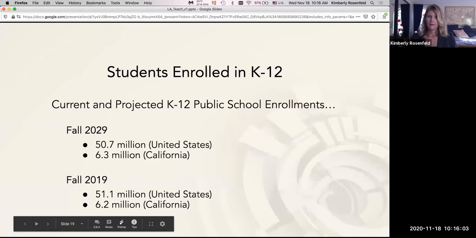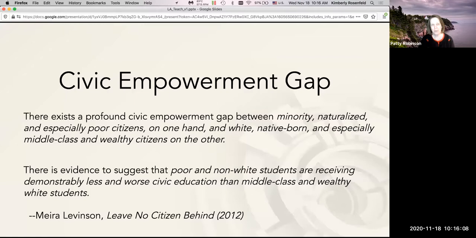Oh, sorry. So I want to build on what Kimberly was just saying with participatory democracy. Again, if we're going to have a democracy, if we're going to have civic literacy, if we're going to have all of the kinds of things we're trying to promote today, that kind of action, that kind of behavior has to start early. And one of the things that I think is extremely important for you as educators who are now being trained, and many of you are already in the field working with younger students, is this concept of the civic empowerment gap.